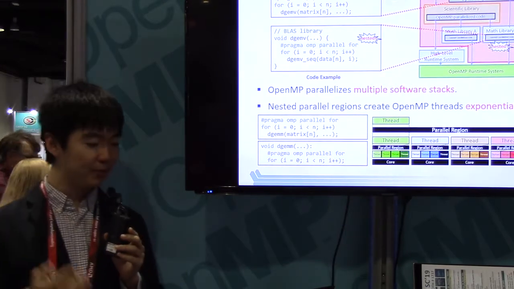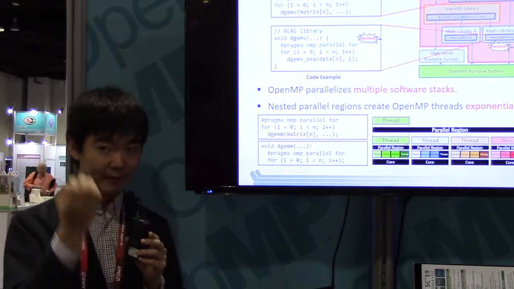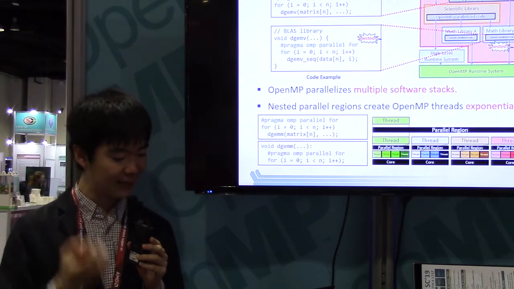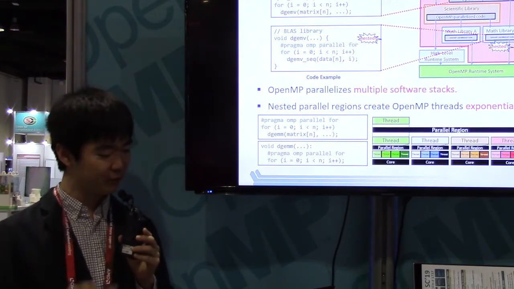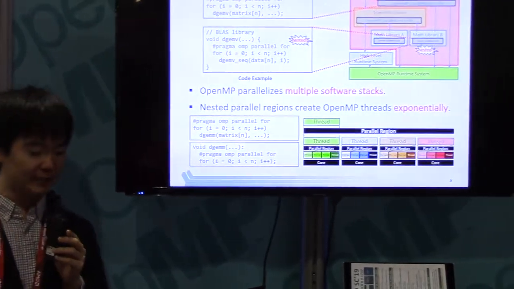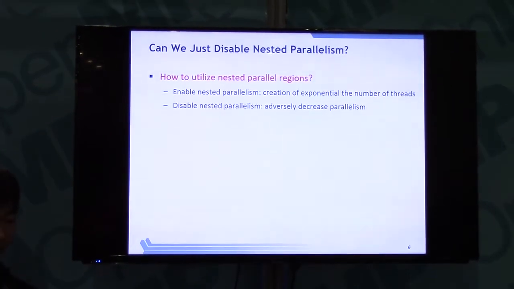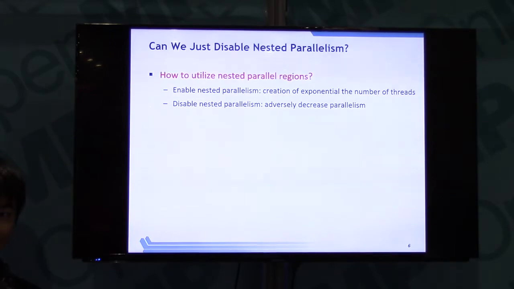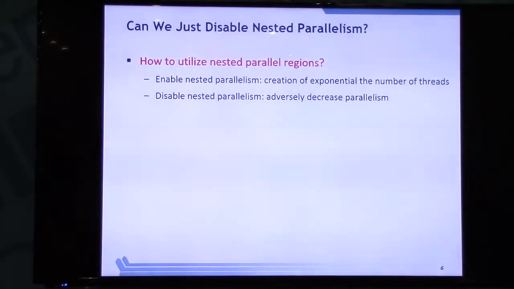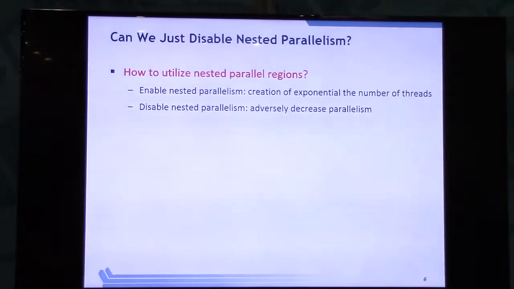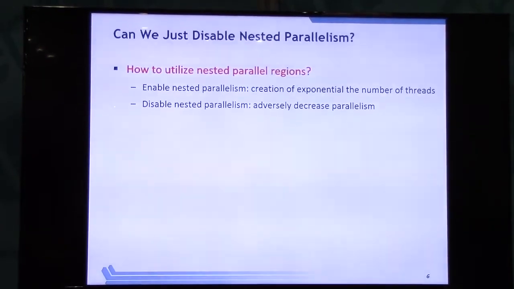Because the major OpenMP runtime systems map OpenMP threads to kernel threads or Pthreads, it causes a severe oversubscription of threads and significantly degrades performance. So enabling nested parallel regions can exponentially create threads and significantly degrade performance. The widely adopted option is disabling nested parallel regions. This is the default behavior of OpenMP runtime systems. However, such a loss of parallelism can hurt performance.